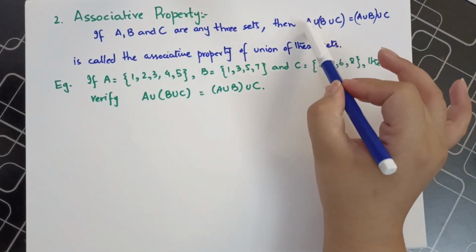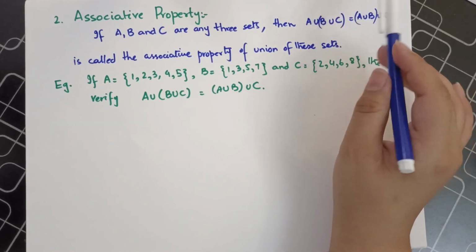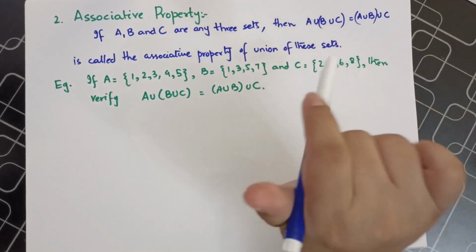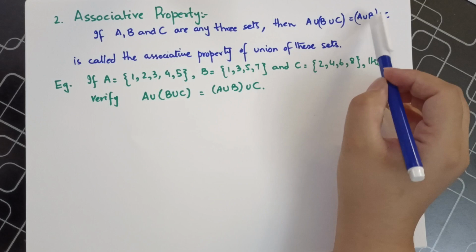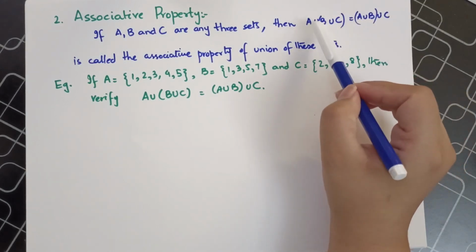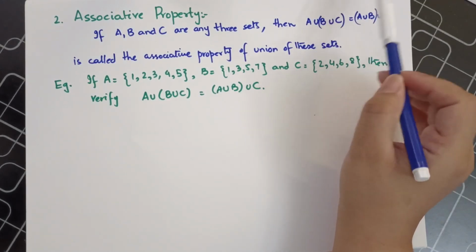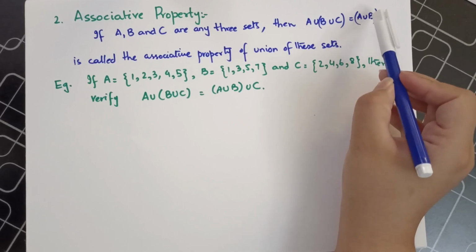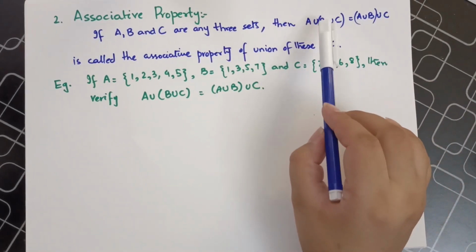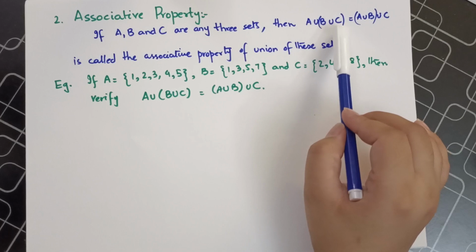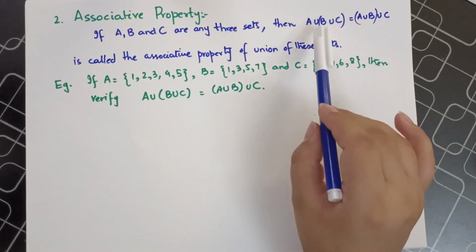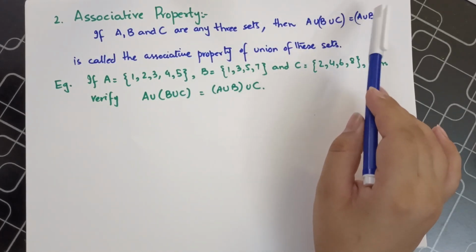Here you can see that they have put brackets around two of the sets, and in the next they have changed the position of the brackets. It was for the second and third sets, and now it is for the first and second. They want to say that the union of the three sets remains the same irrespective of the position of the brackets.